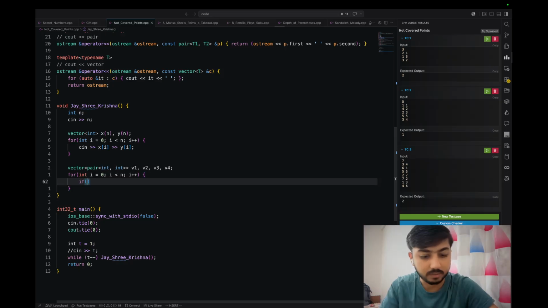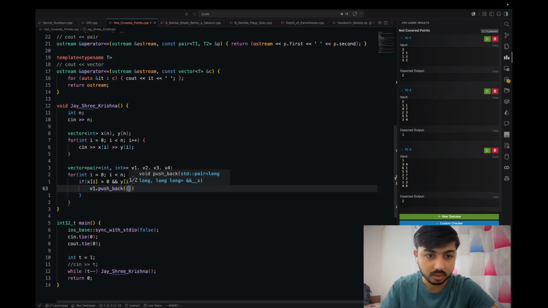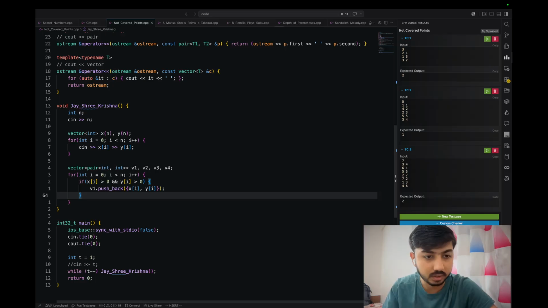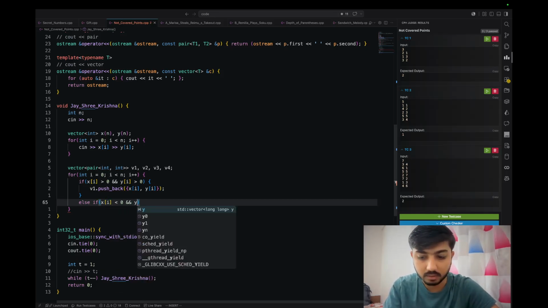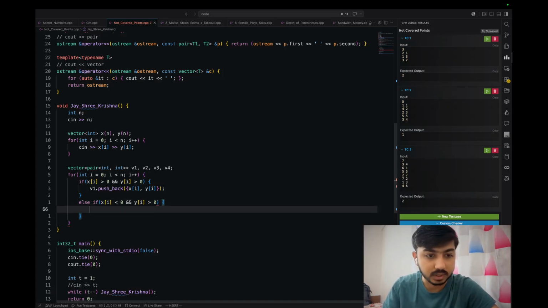Okay. So let me iterate over all of them. If x of i is greater than 0 and y of i is greater than 0, this means the first quadrant, push x of i, comma y of i. Else if x of i is negative and y of i is positive, the second quadrant.